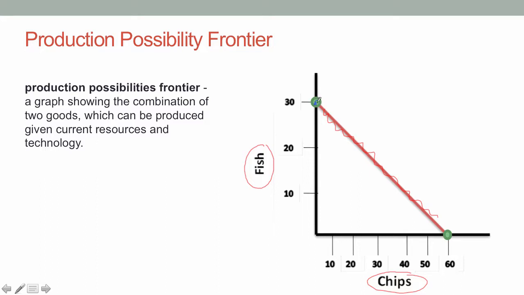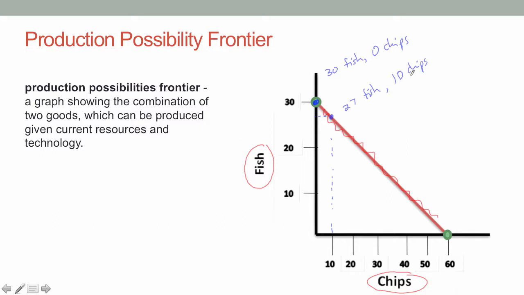So for example, I could make 30 fish and 0 chips, and that would be one way to use my resources. I'm choosing to make 30 fish, but the cost is there's 0 chips made. I could come down here and say, all right, what if I want to do 10 chips? Let's find that. That would be right about here, and that would be about 27 fish if I wanted to make 10 chips. Just eyeballing it off the graph.